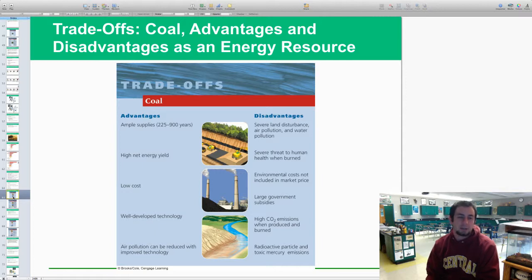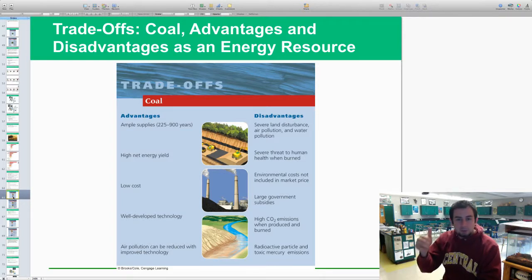It has a high net energy yield compared to other resources. It's low cost, it's pretty cheap. There's well-developed technology. We've been able to develop it even further as we've used it for a long time, and the air pollution can be reduced with improved technology, which we are getting better at. The disadvantage is that to get the coal, you have to disturb land. It has to do with mining and strip mining usually.